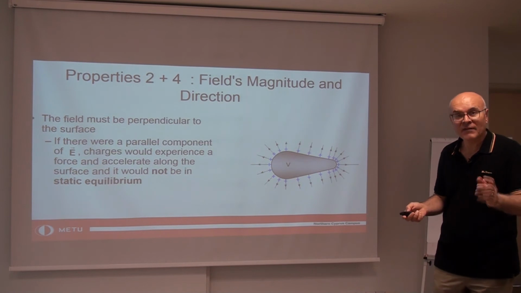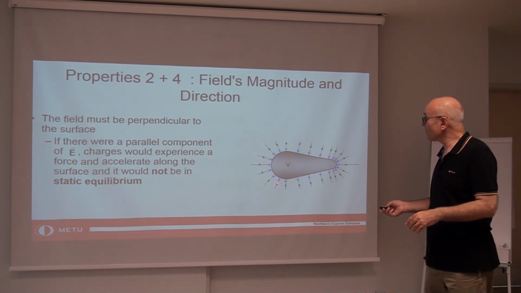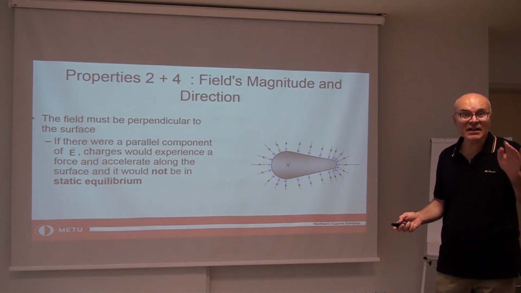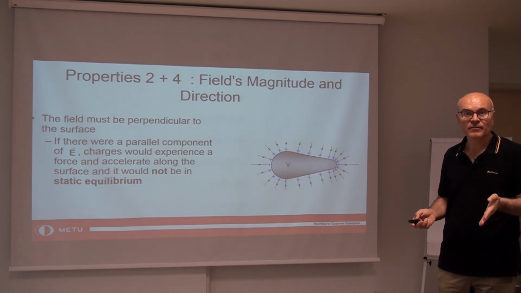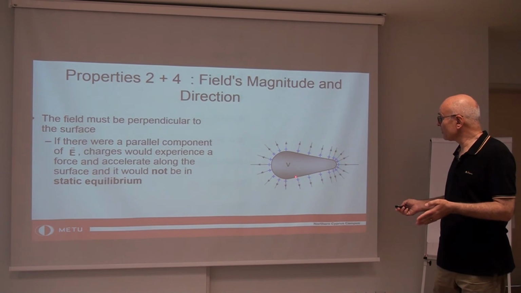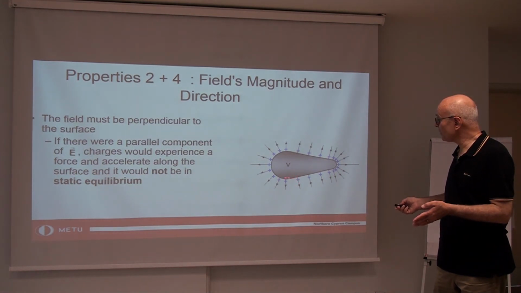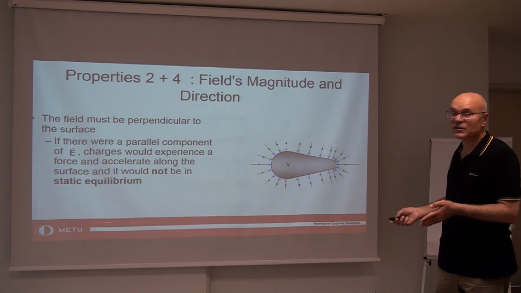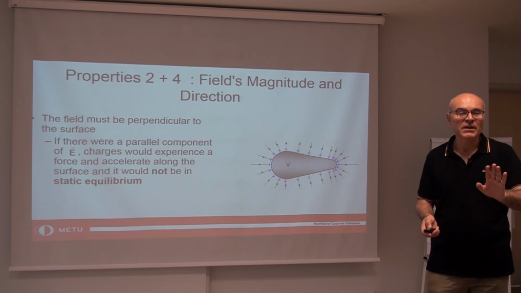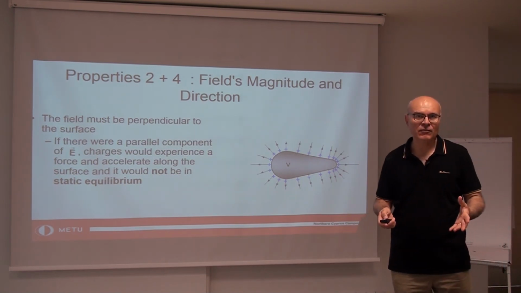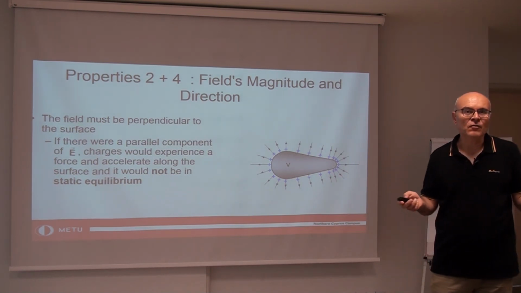static equilibrium. And therefore, the component of the electric field just near the surface should be always normal to the surface. Because only then the charges will experience a force, but the charges will not be moving. If I had a component in this direction, the charges would flow along the surface of the conductor. Again, this is true only in static equilibrium. If the conductor is not in static equilibrium, then this is of course not true.